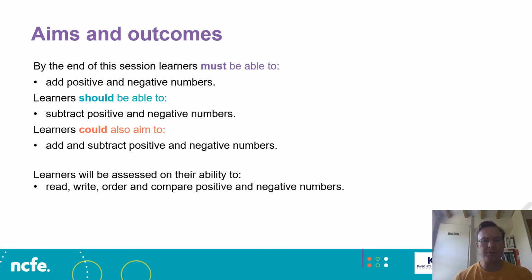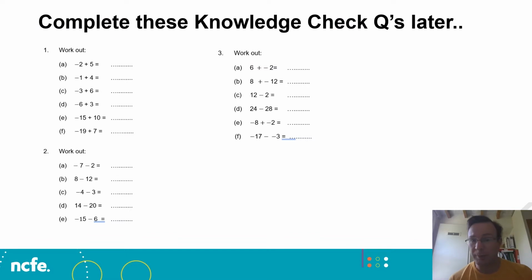Learners will be assessed on their ability to read, write, order and compare positive and negative numbers. The thing you're going to be asked to do later is complete these knowledge check questions. On the final slide, I've got a replication of these questions. You'll see some of the questions already. Over the next few slides, we'll gear you up to be able to answer these effectively.